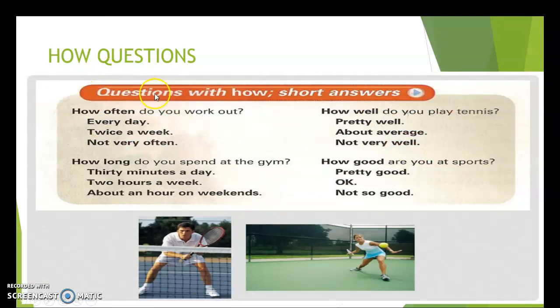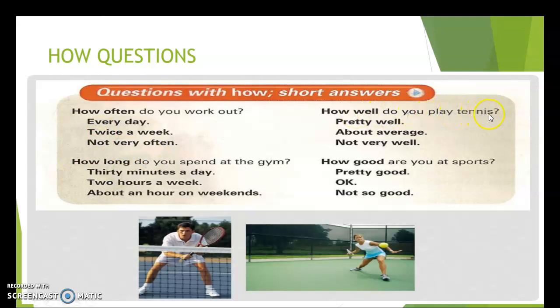So now here we got how questions. So remember how often you work out. We can use definite adverbs to answer that. Example, every day, twice a week, not very often. And you can use short answers too, as it says. How long do you spend at the gym? Keep in mind, remember that how long refers to how much time. 1 minute, 2 minutes, 3 minutes, 1 year. So, here the answer. 3 minutes a day, 2 hours a week, about 1 hour on weekends.